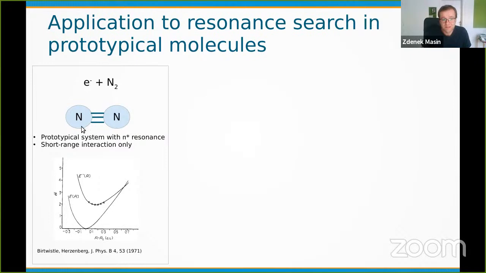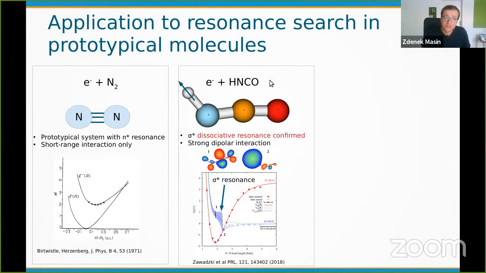Well, in a simple system such as the nitrogen molecule, which has only short range interaction and contains a well-known pi star resonance. Then we will move on to collisions with HMCO, which is interesting because in this system we know that there actually is a dissociative sigma star resonance, but the system has a dipole moment, and so there is a dipole interaction.